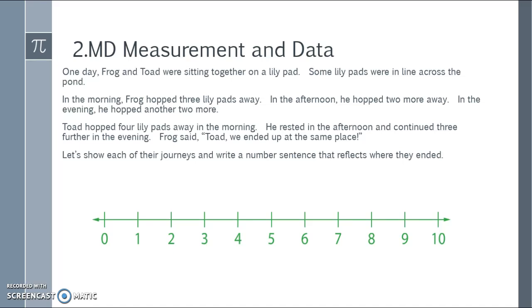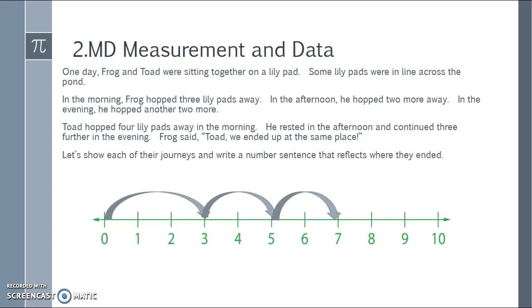Let's show each of their journeys and write a number sentence that reflects where they ended. So I have a number line here that actually is not an open one, but has the counting. So each number represents a lily pad. On the first morning, Frog hopped 3 lily pads. So let's assume he started at 0 and hopped 3. Then in the afternoon, he hopped 2 more. So now he's at the 5th lily pad. In the evening, he hopped another 2 more. So now he is at the 7th lily pad.